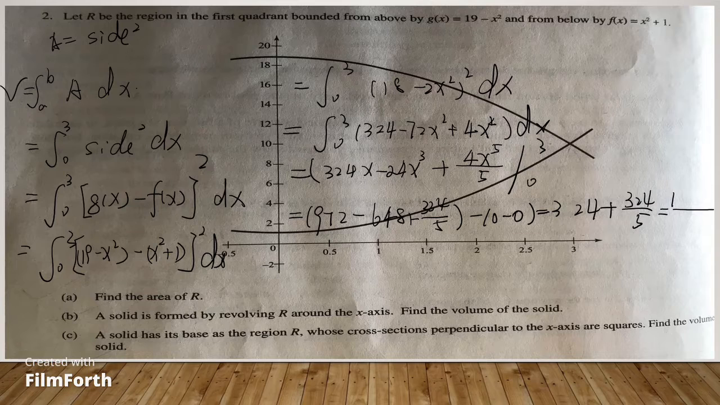Which is 1944 over 5. Okay, next question.